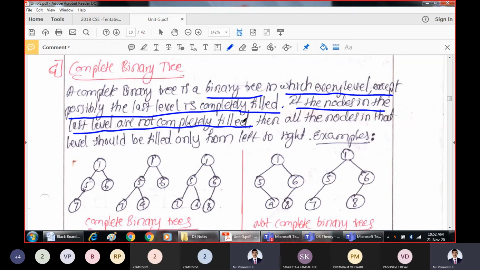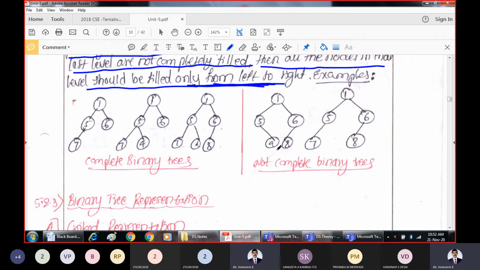Every level must be completely filled except the last level. But in the last level, if the nodes are not completely filled, then there is one condition. What is that? Then all the nodes in that level should be filled only from left to right. Then it is called a complete binary tree.